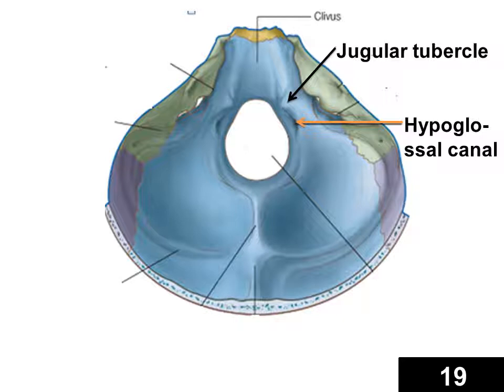Now if you look very carefully, you can see on the medial aspect of the jugular foramen, indicated by the black arrow, a round elevation, which is the jugular tubercle. This jugular tubercle lies in front of a foramen, indicated by the orange color, and this is the hypoglossal canal, or we call it the anterior condylar canal.